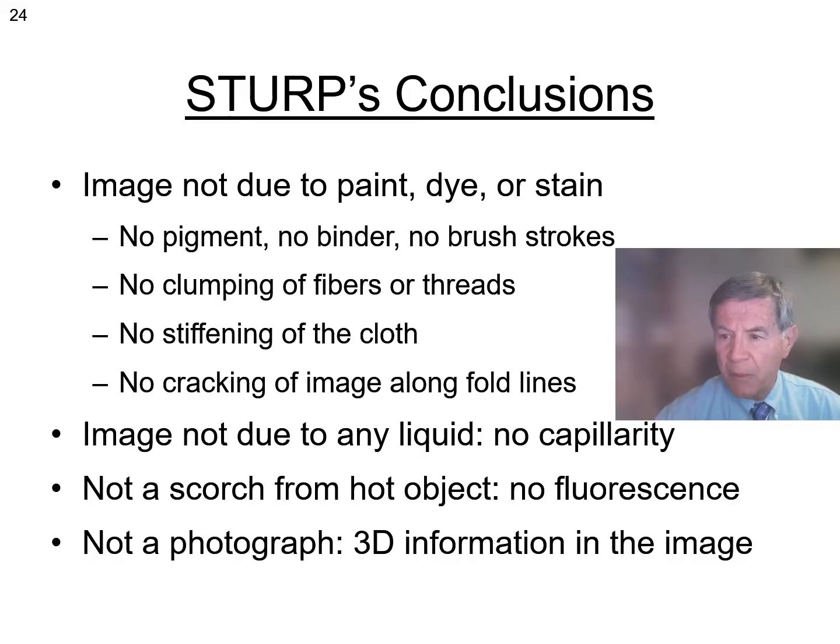The image could not be a scorch from contact of a hot object with the cloth, because the image did not fluoresce under ultraviolet light, and the image could not be a photograph due to the lack of light-sensitive chemicals on the shroud. As a result, after 120 hours of scientific examination, STURP concluded they could not determine how the images were formed.